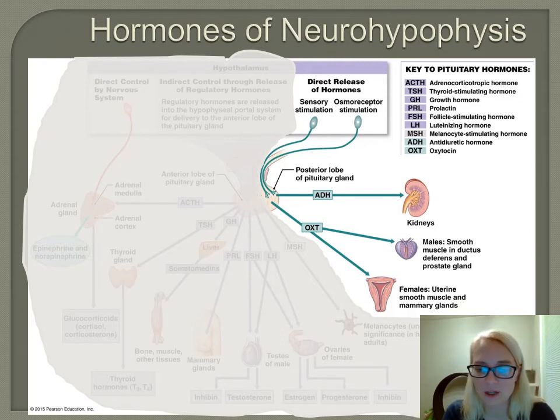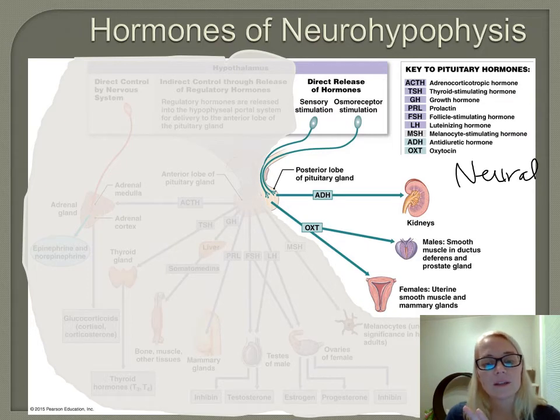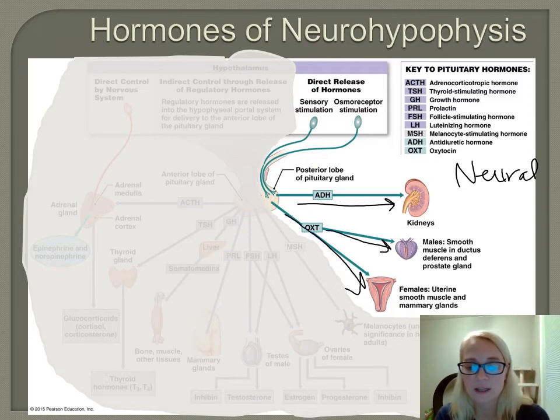Sorry, I should have mentioned that earlier. But now that we're on the posterior lobe, it is neural. So both of these are under neural control. As these neurons in the hypothalamus send their action potential, they release ADH to target the kidneys, and release oxytocin for women to the uterus and breast, as well as prostate glands for males. So what do these hormones do?